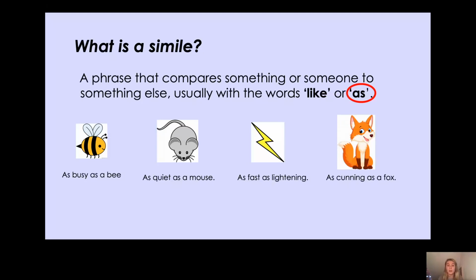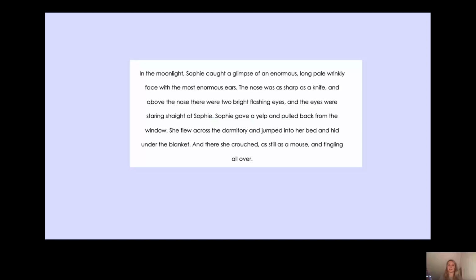Okay, so now we have learnt what a simile is. Let's have a look at finding some similes in some character descriptions. So here we have a character description, which we have looked at before. It's from the BFG. So let me read it for you.